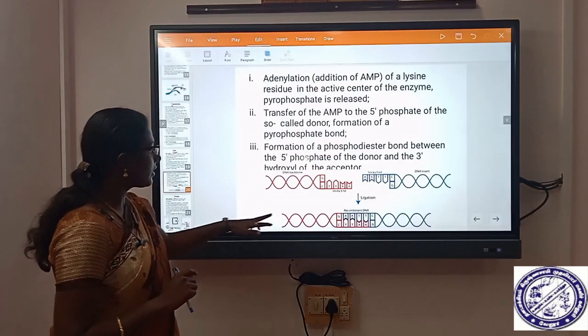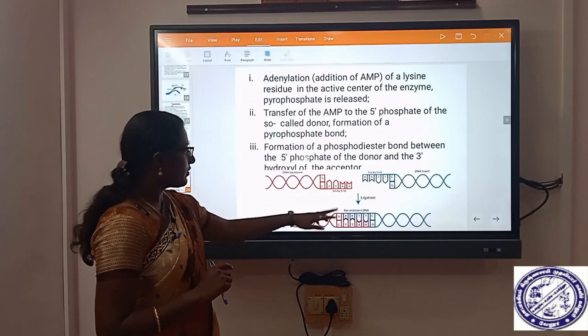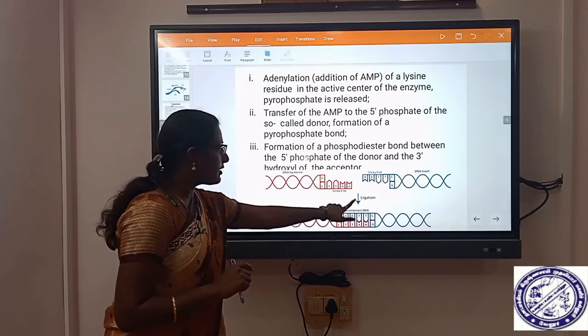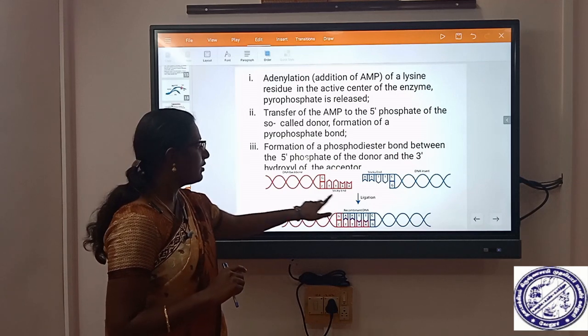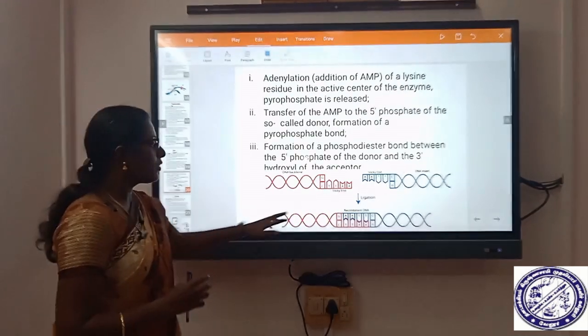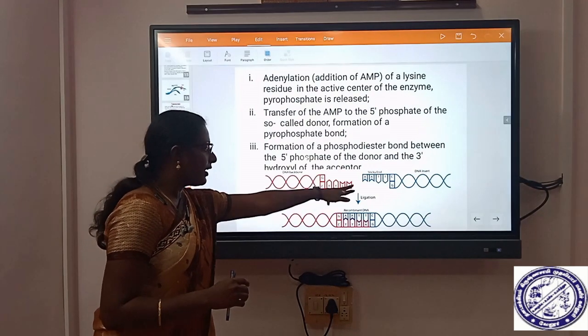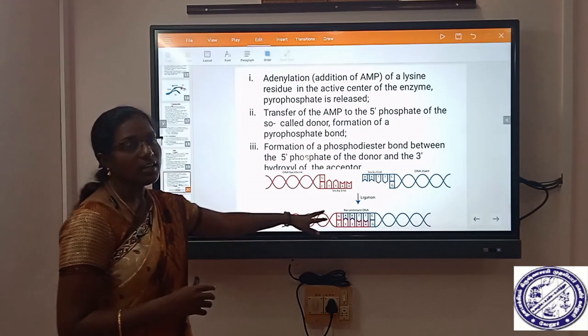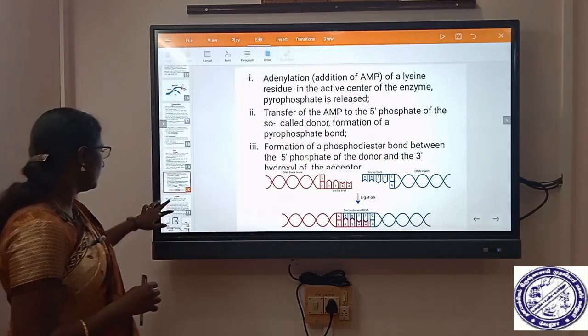So this is the structure showing the DNA backbone. This is the sticky end, and this is the process of ligation. Once DNA is broken into two pieces, ligation is the enzyme activity which joins them, that is called ligation. So that is the recombinant DNA.